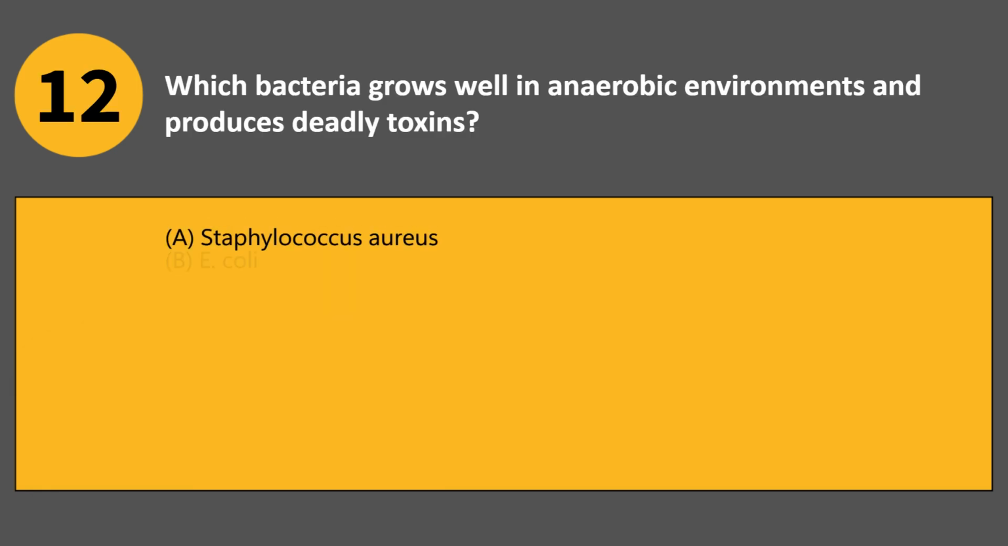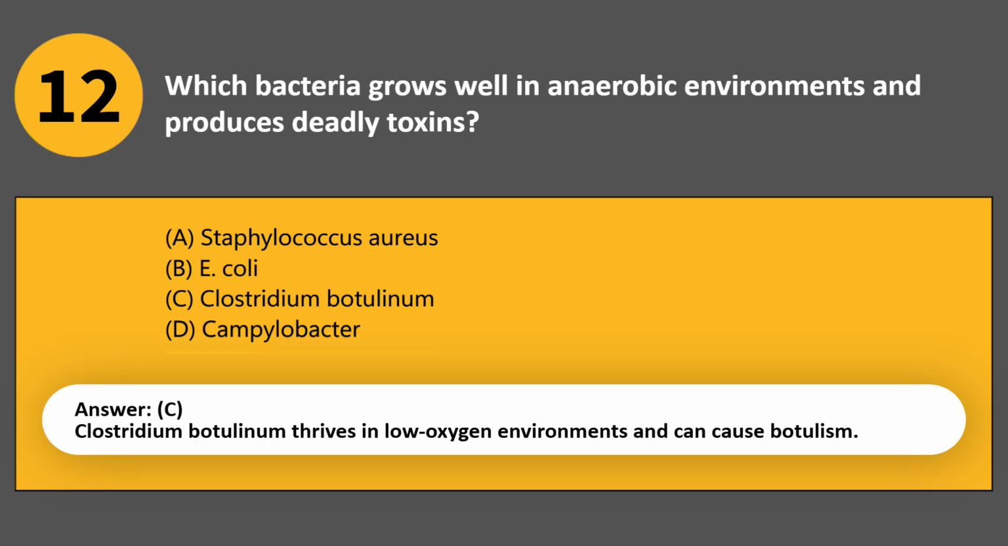Which bacteria grows well in anaerobic environments and produces deadly toxins? A. Staphylococcus aureus. B. E. coli. C. Clostridium botulinum. D. Campylobacter. Answer, C. Clostridium botulinum thrives in low-oxygen environments and can cause botulism.